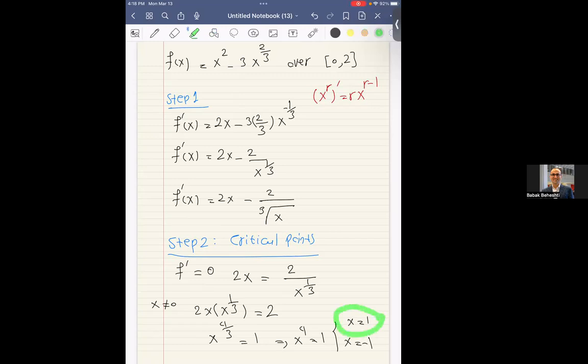Okay, so we have this x equal to 1. But don't forget, we might have points at which f prime is not defined or doesn't exist. So let's look at this function f prime. At what point f prime of x is undefined? For what values of x? Something that is not in the domain of f prime. Look at this quotient, the fraction, 2 over third root of x. This is not defined or doesn't exist when x equal to 0. So x equal to 0 is also a critical point.